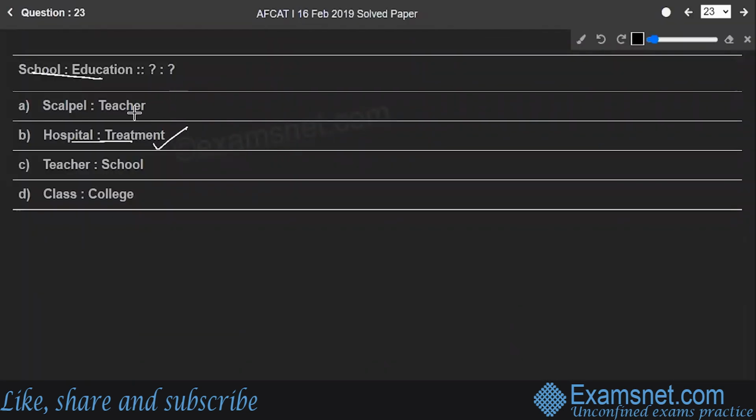If you look at the other options, scalpel is a sharp tool which is used by the doctors. So scalpel and teacher, they are not related. Teacher, school. Teacher teaches in school. This is not related. Class, college. Classes are the physical things which are there in the college. So even this is not the correct relationship. Option B is the correct one.